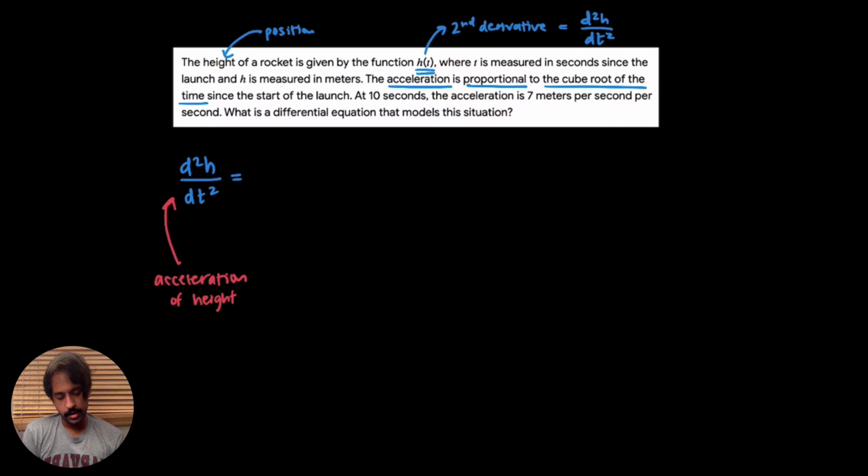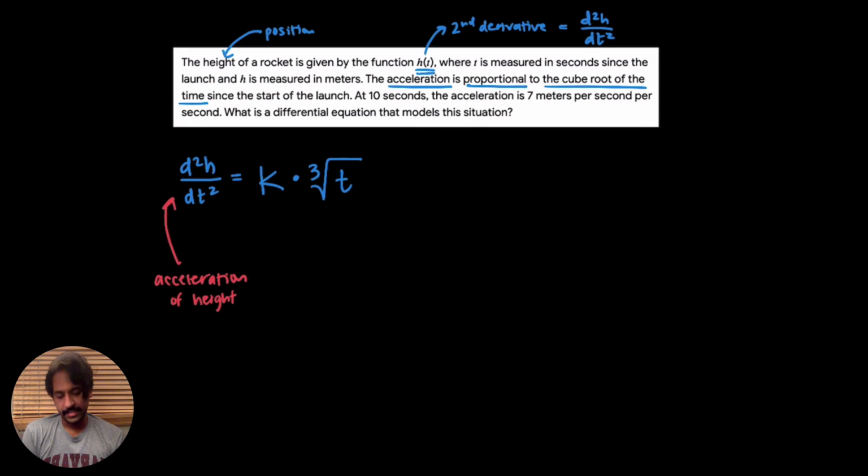Well, what's the formula? It says it's proportional. Remember, when we see proportional, that means we're multiplying by our constant of proportionality, k, which we don't know yet, times the cube root of the time. So cube root of t.